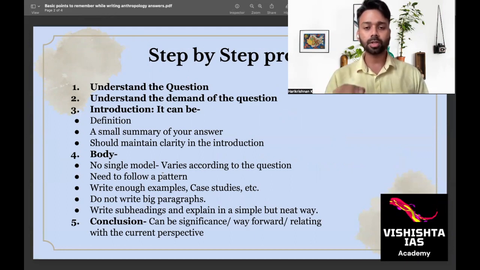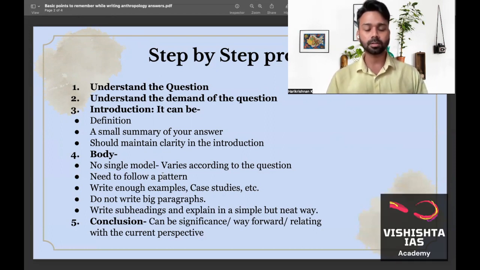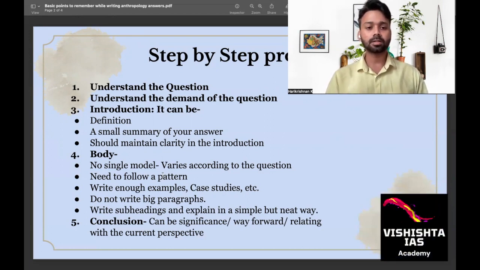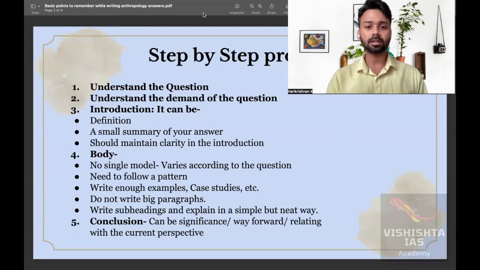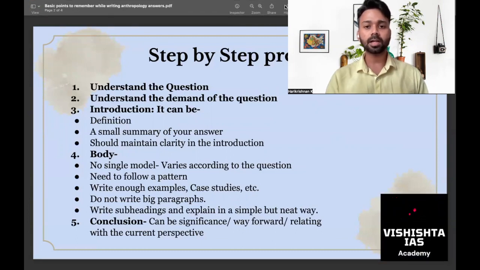The first point you need to understand is, when you are writing an answer, first read the question and understand the question very clearly. Read the question twice or thrice so that there is no confusion. Second, understand the demand of the question: what the question is asking you, and how the examiner wants you to write the answer. You should be very clear about it.